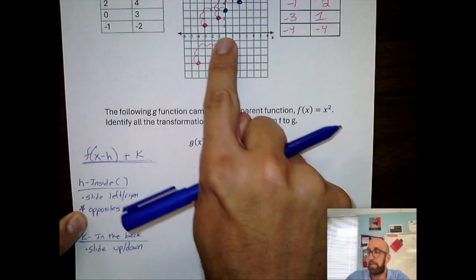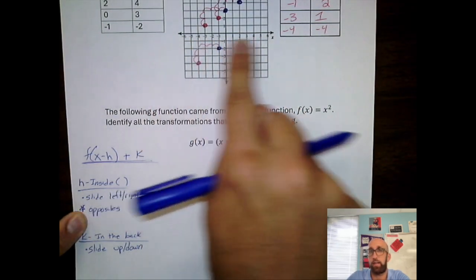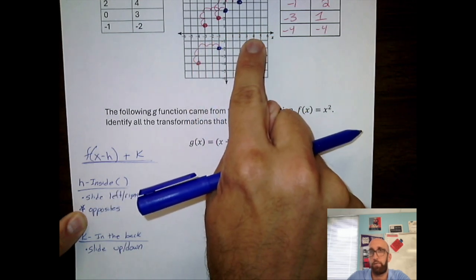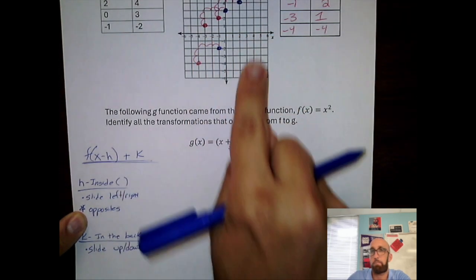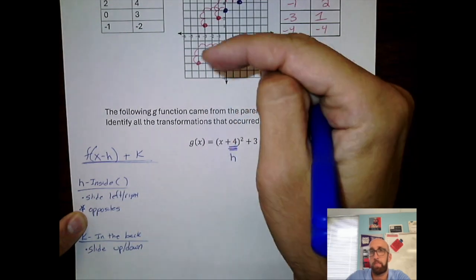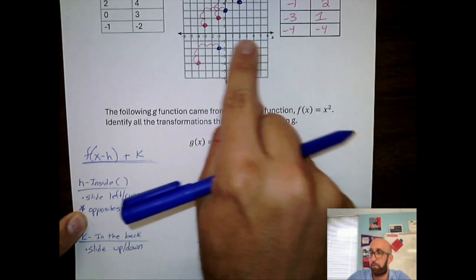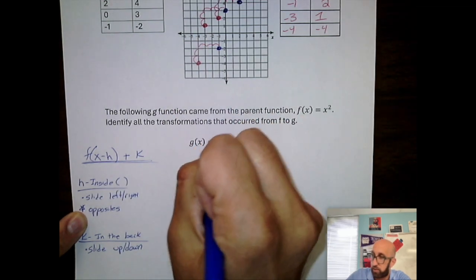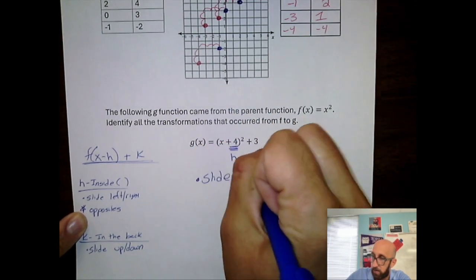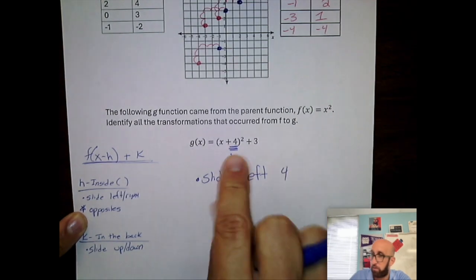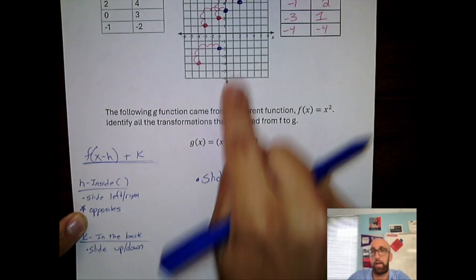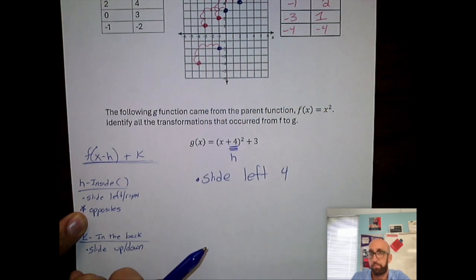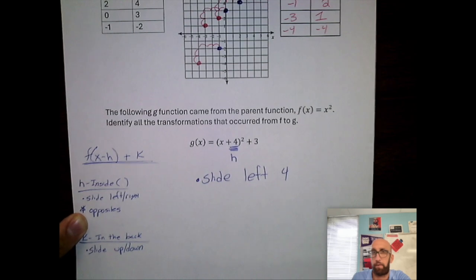Now what your mind's going to think, if you're looking at a graph sliding left and right, plus 4 would be to the right. That's where positive 4 is. But we work in opposites. Even though I see plus 4, let's move towards negative 4. So let's go to the left 4. So one of my transformations is slide left 4. That explains that first number.